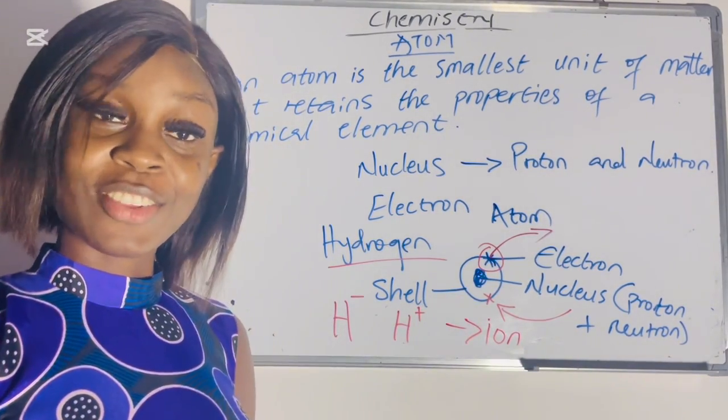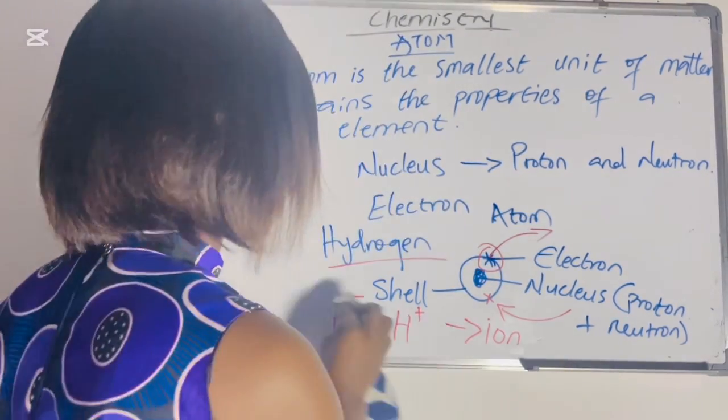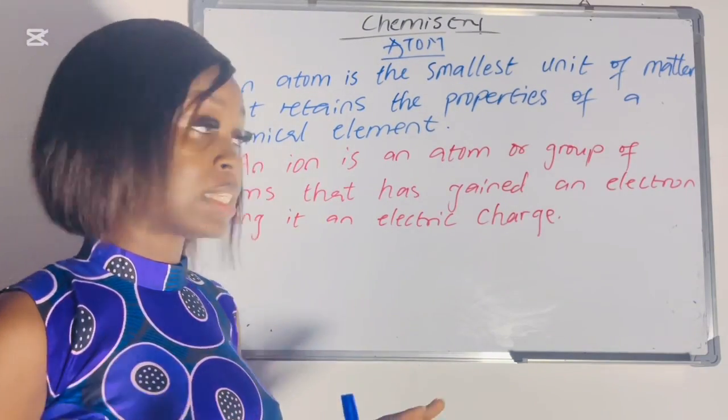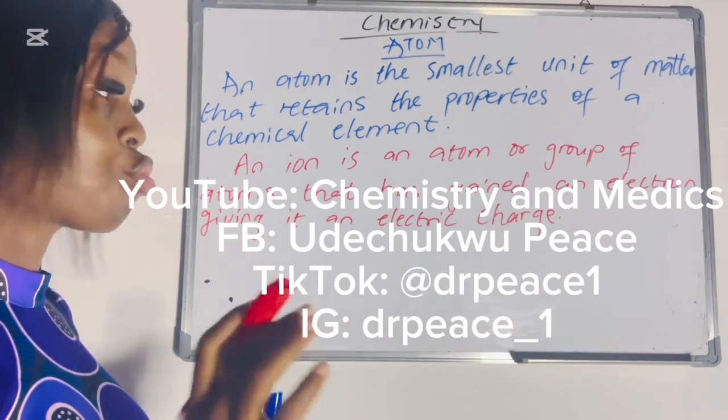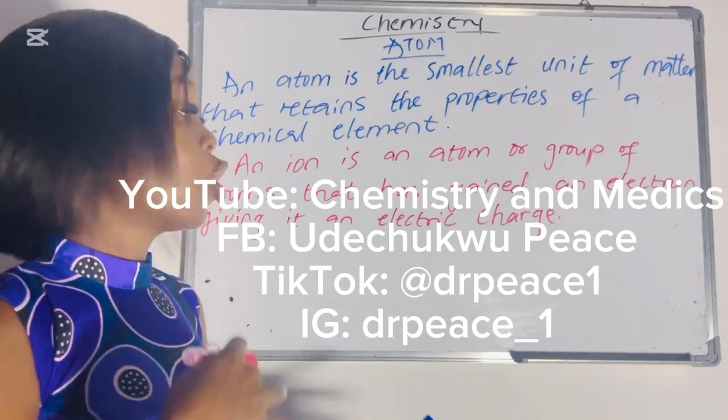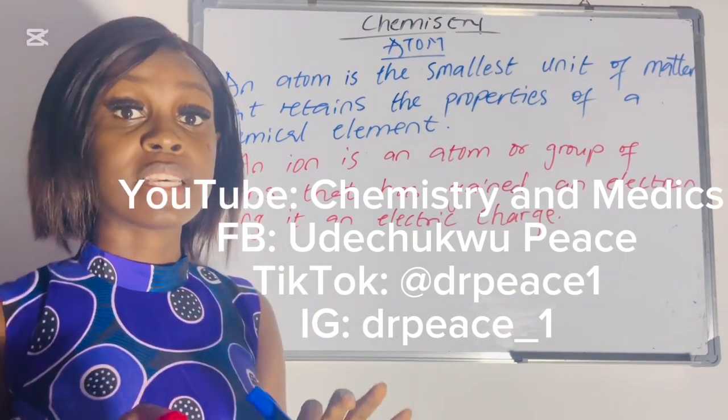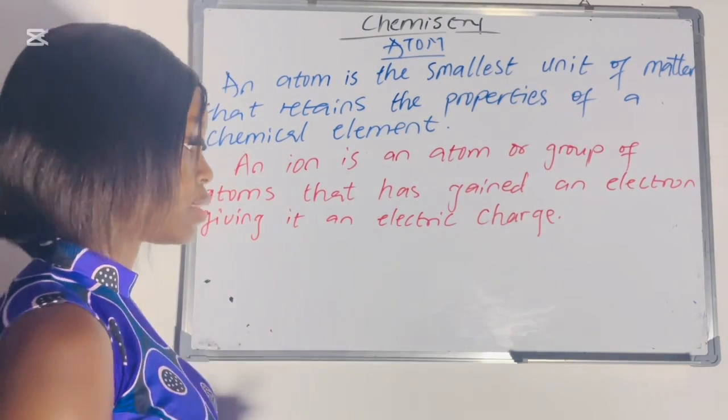This is an ion. So by definition, let us explain what an ion is. An ion is an atom or group of atoms that has gained or lost electrons, giving it an electric charge. Another example.